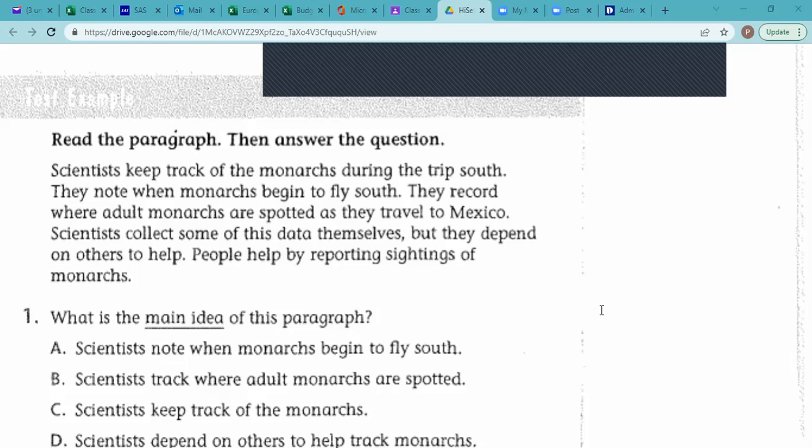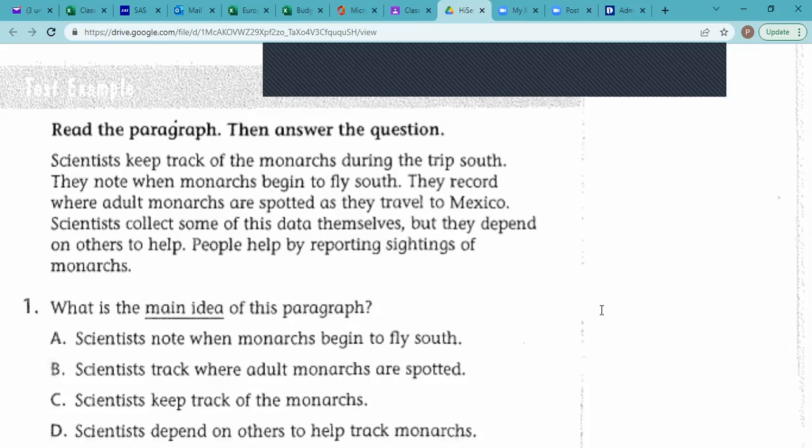Is it A, scientists note when monarchs begin to fly south? B, scientists track where adult monarchs are spotted? C, scientists keep track of the monarchs? Or is it D, scientists depend on others to help track monarchs? Pause your screen and reread that paragraph again in your answers.